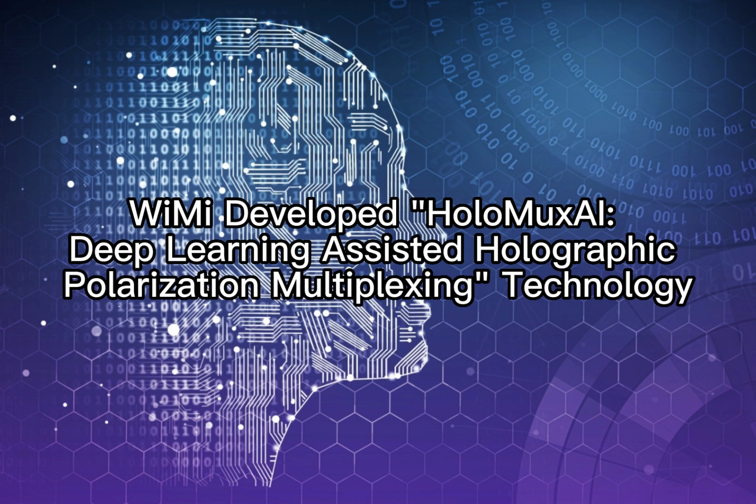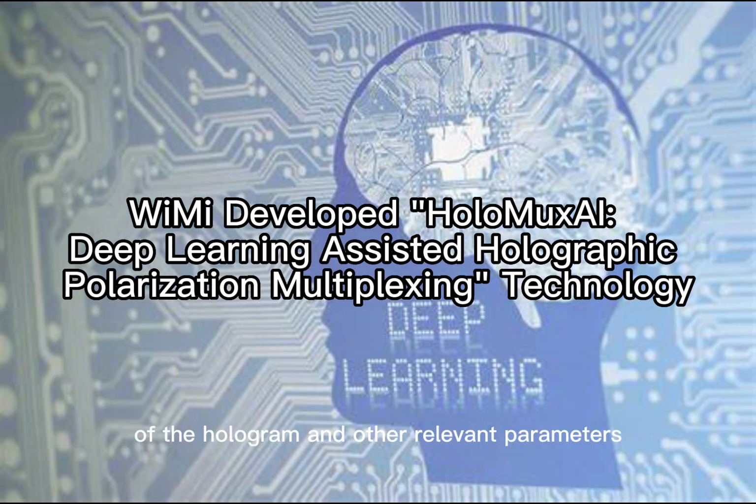WiMi's HoloMuxAI, deep learning assisted holographic polarization multiplexing, combines deep learning and hologram processing to simplify the design and generation of polarization multiplexed holograms. The following are the main components of the HoloMuxAI technology framework. Data input. This part is used to accept the input data provided by the user, including the polarization information of the hologram and other relevant parameters. Deep learning. This is the core of the technology and includes a trained deep learning neural network. The architecture and parameters of the model are carefully designed to suit the hologram processing task.